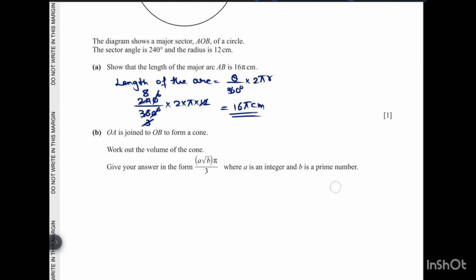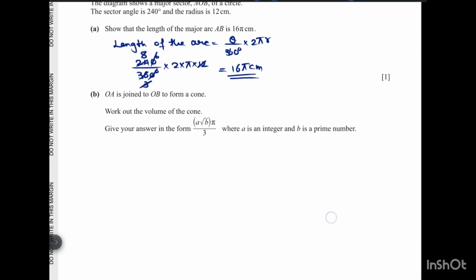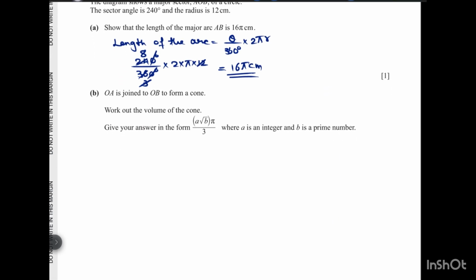So now first of all, what will be the volume of the cone formula? Volume of the cone is 1 by 3 pi r square h. Now when a cone is formed, let me draw the cone. When the cone is formed here, this circle, the circle here and its radius will change now, and also we need to find the height.